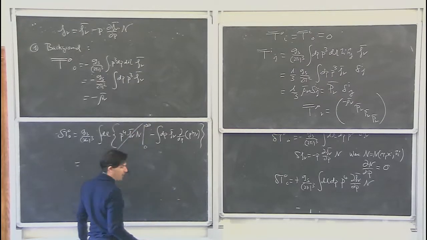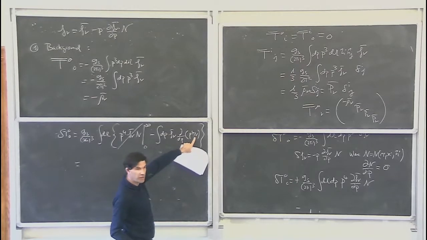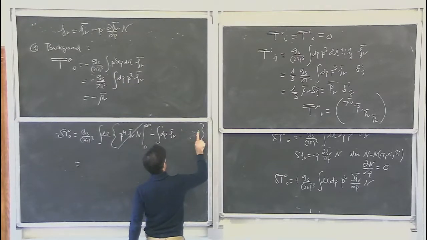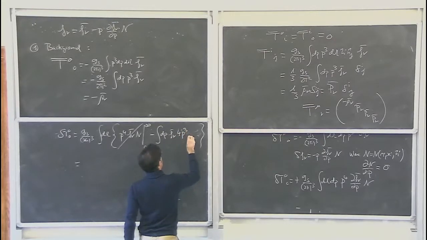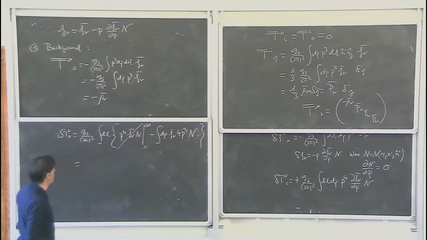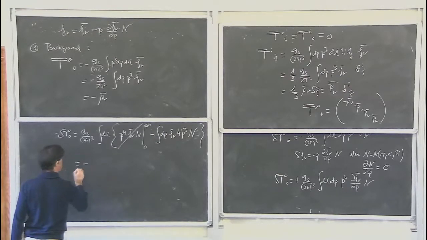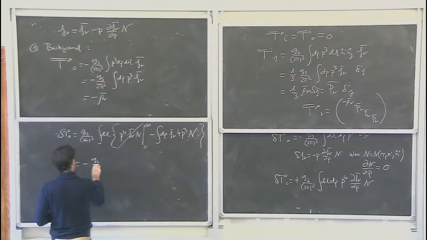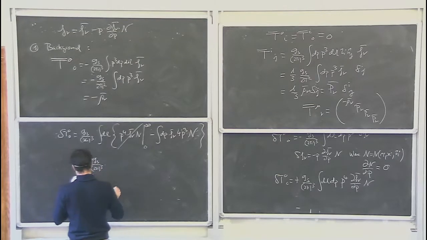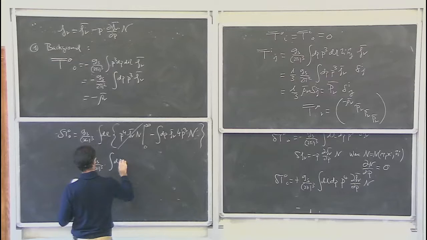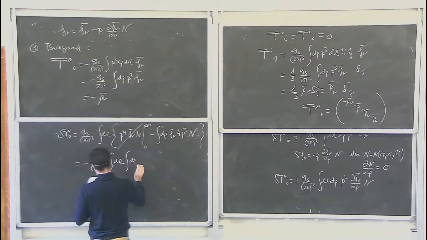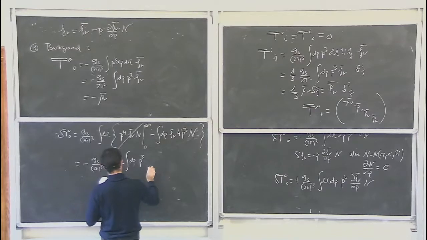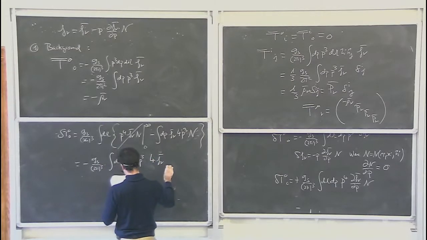Okay, this is 0. And then here we use the fact that n does not depend on the modulus of the physical momentum. So this is basically just 4 times p cubed times n. So we bring again a minus sign in front, gs over 2 pi cubed, and then we have the integral dp p cubed, and then I have 4 times f nu bar times n.